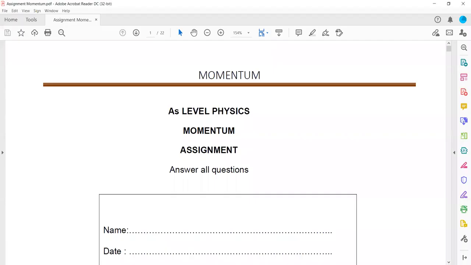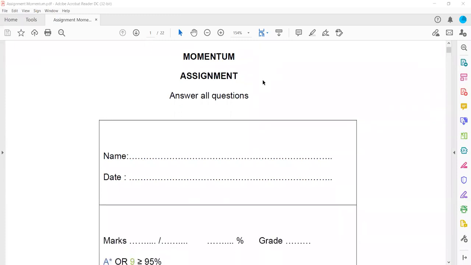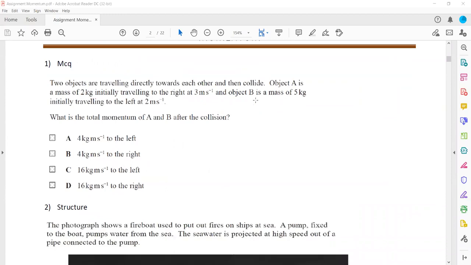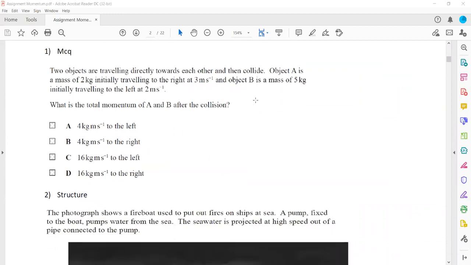So in this session, we'll discuss questions related to topic momentum. As you can see in the first question, two objects are traveling directly towards each other and then they collide. So there are two objects. The best thing is you try to draw the figure so that you can understand the concept. So they're moving directly towards each other. So there's a head-on collision.